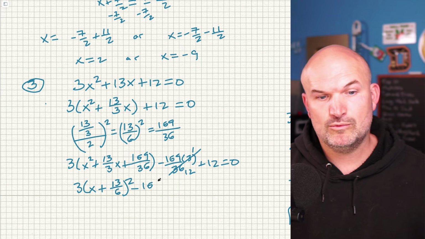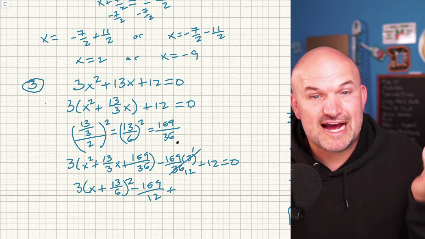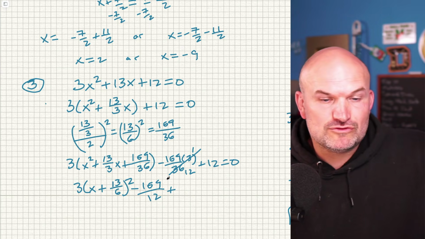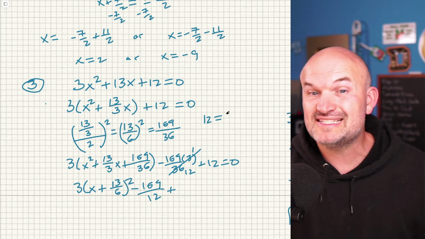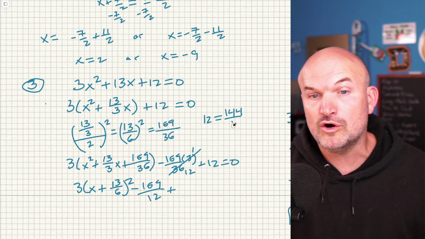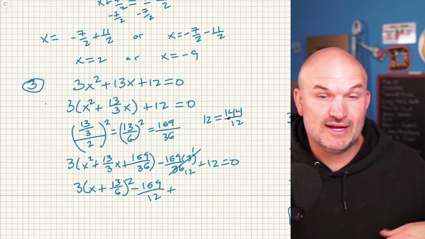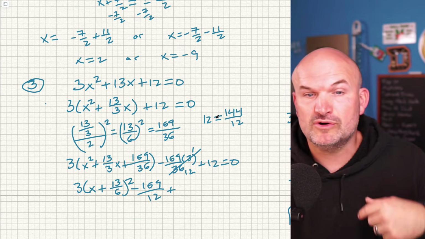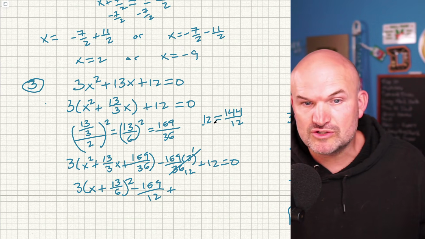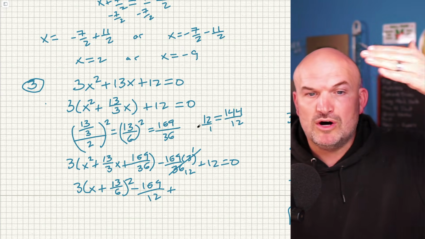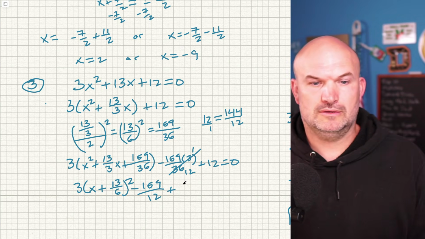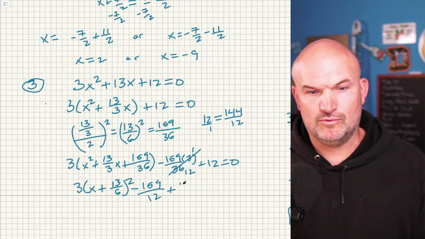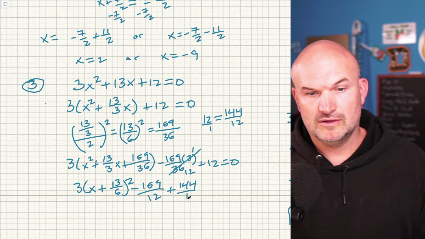So I say minus 169 over 12 plus, now again here, guys, I don't want to write 12, right? I need to have a denominator of 12. So remember, 12 is the same thing as 144 over 12. Wouldn't you guys agree, right? 12 is the same thing as 144 over 12. So what I simply did is I just took 12, put it over 1, and multiplied 12 over 12 on the top and bottom. Okay, so therefore, that's going to be 144 over 12.